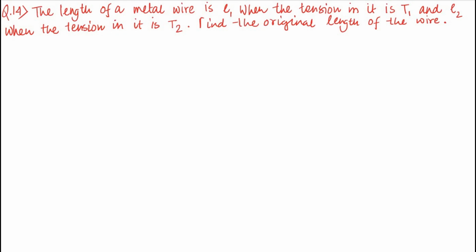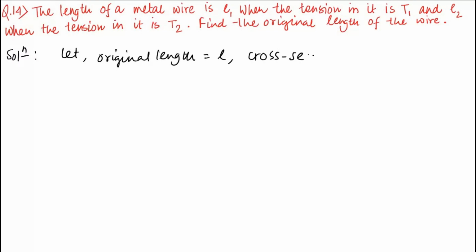Question number 14. The length of a metal wire is L1 when the tension in it is T1 and L2 when the tension in it is T2. Find the original length of the wire. So according to this question, we have to find out the original length of the wire. Let us suppose the original length is L.